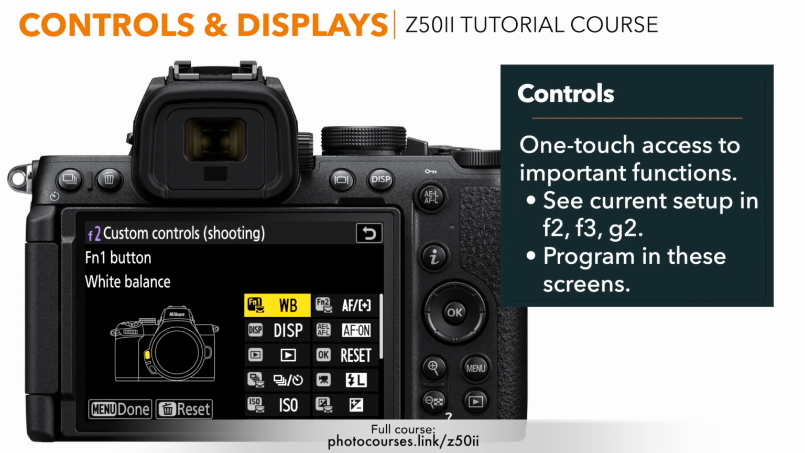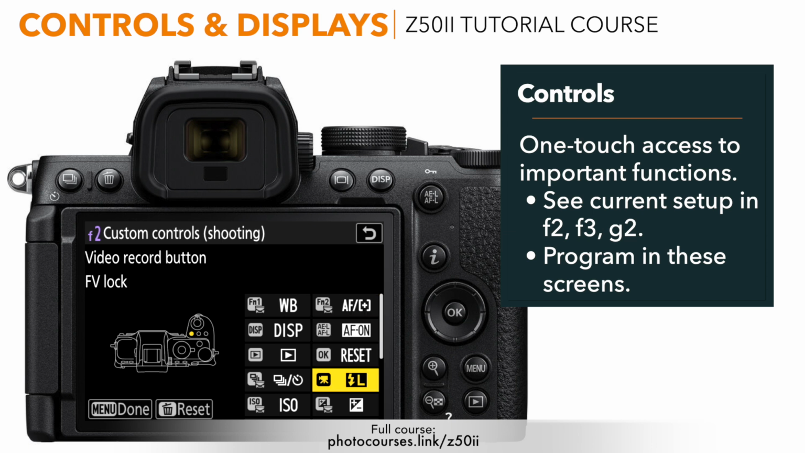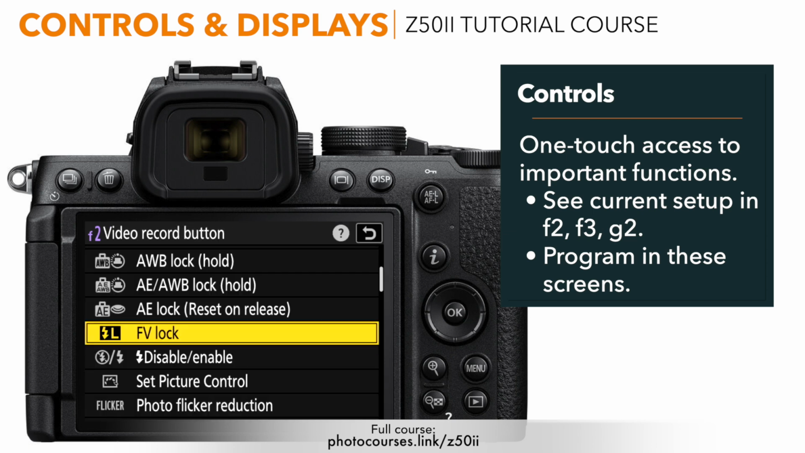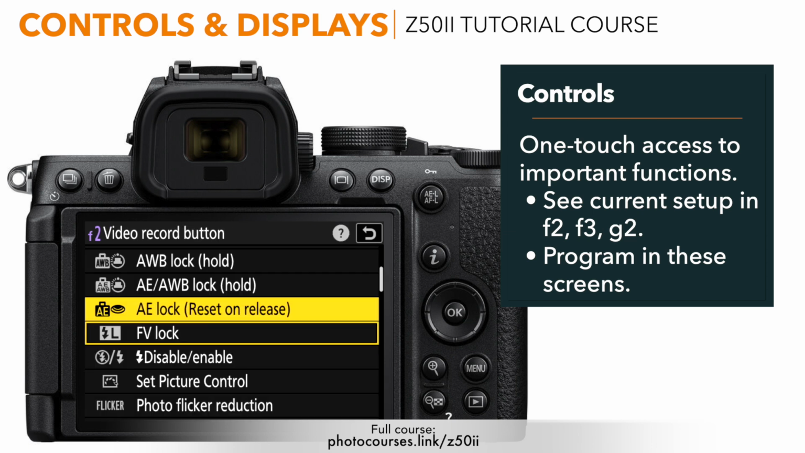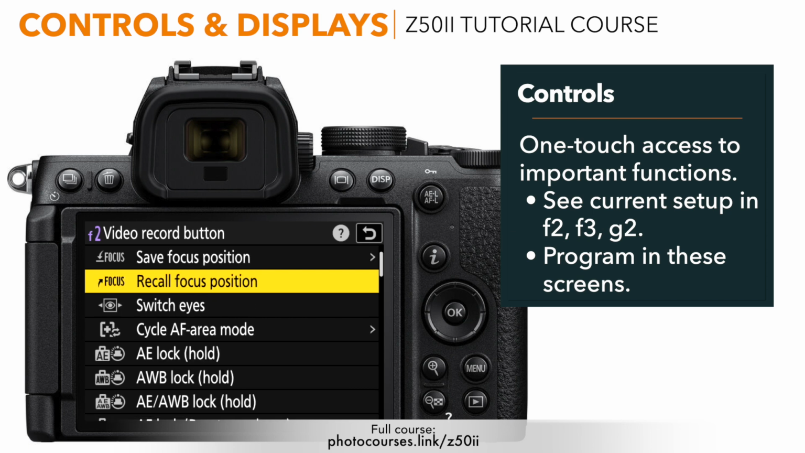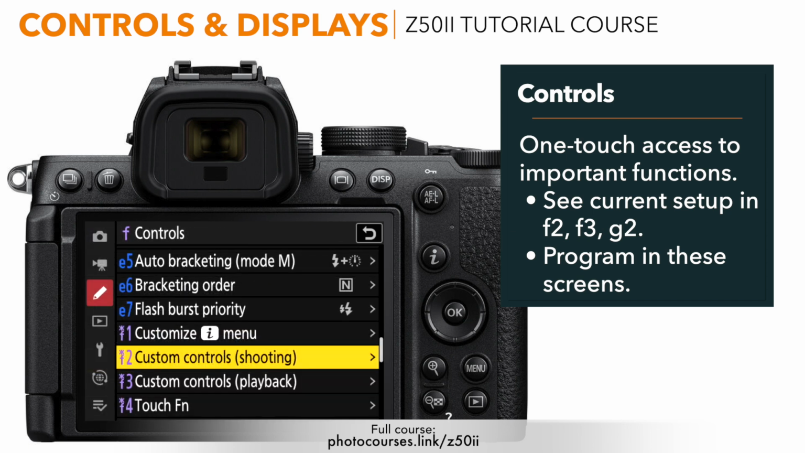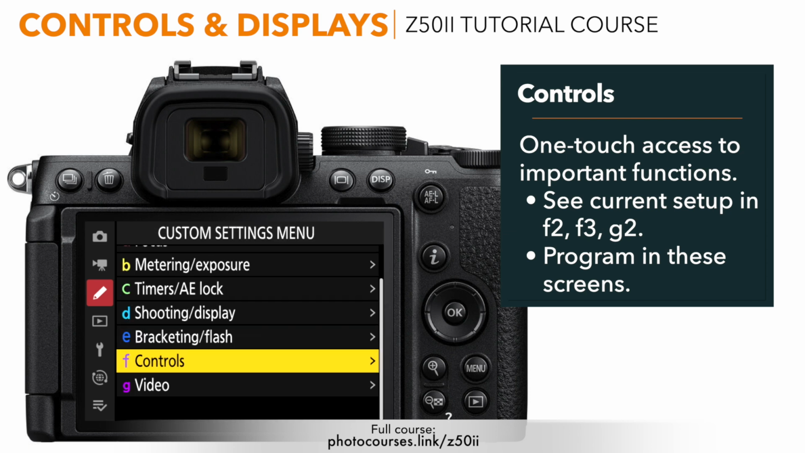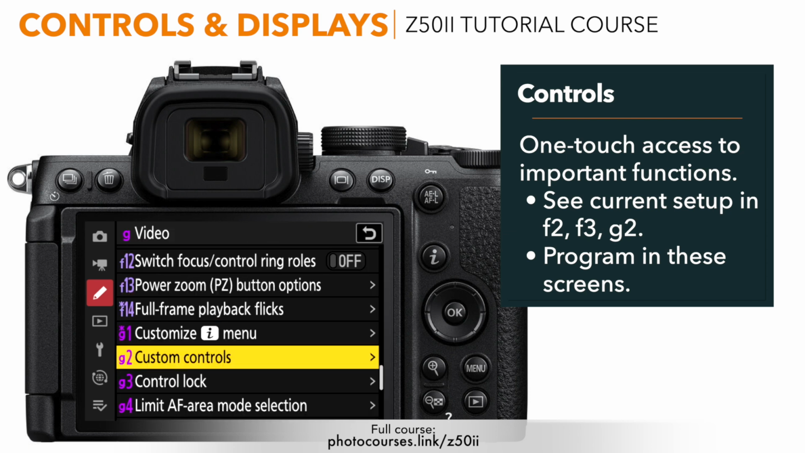The Z50 Mark II has 12 customizable controls, and that can be expanded even further if you're using lenses with function buttons. These controls can be customized to various different functions depending on the control that you are customizing. You can see the current camera setup and then program it in the Custom Settings menu. Custom Settings F2 for shooting mode, Custom Settings F3 for playback mode, and Custom Settings G2 for movie mode.